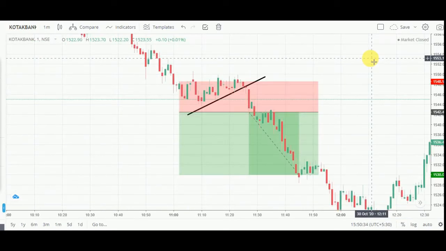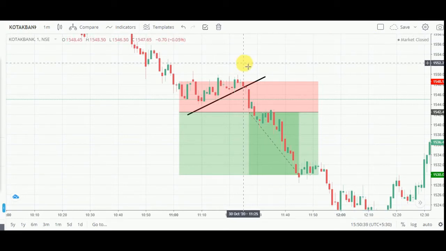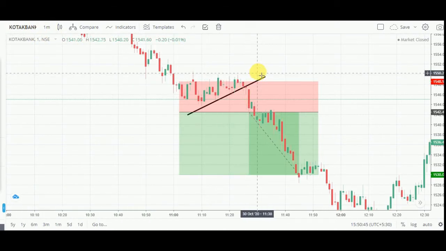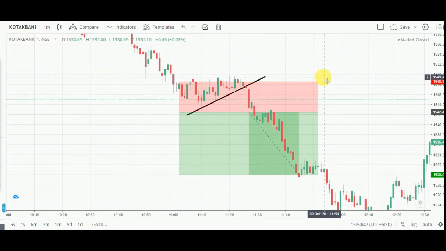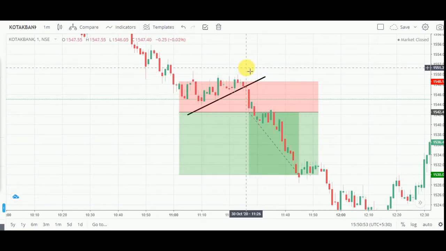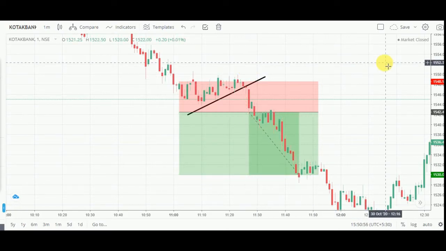At around 11:25 am, that is here, note I trade on 1 minute chart. I saw a trend line forming, and at around 11:26 am, that is here, the trend line was broken.